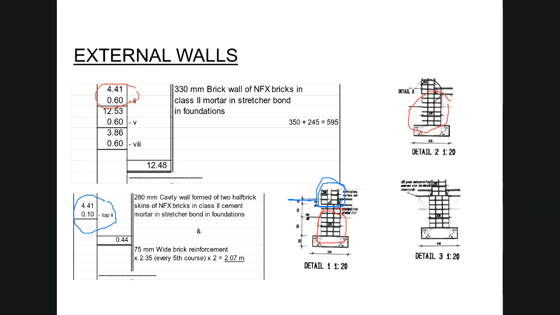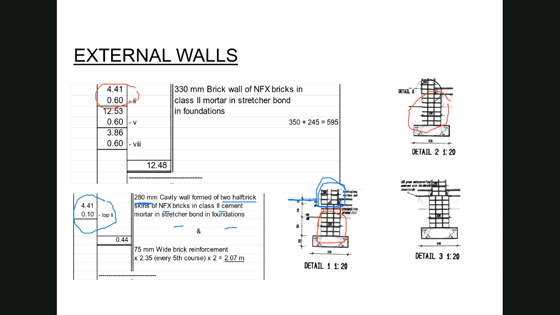Okay, so let's look at our requirements. We have the overall, which is the 280 millimeter cavity wall, formed from 2 half brick skins, and then I still need to state as for brickwork, the type of the brick, the cement mortar mix, the bond, and the fact that it is in foundations. And I have all my requirements there.